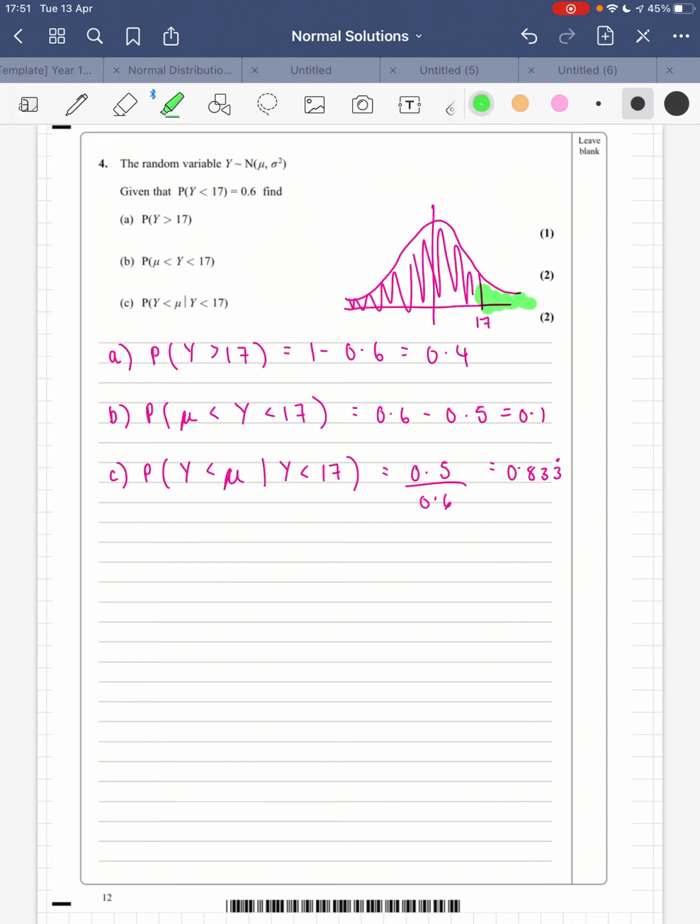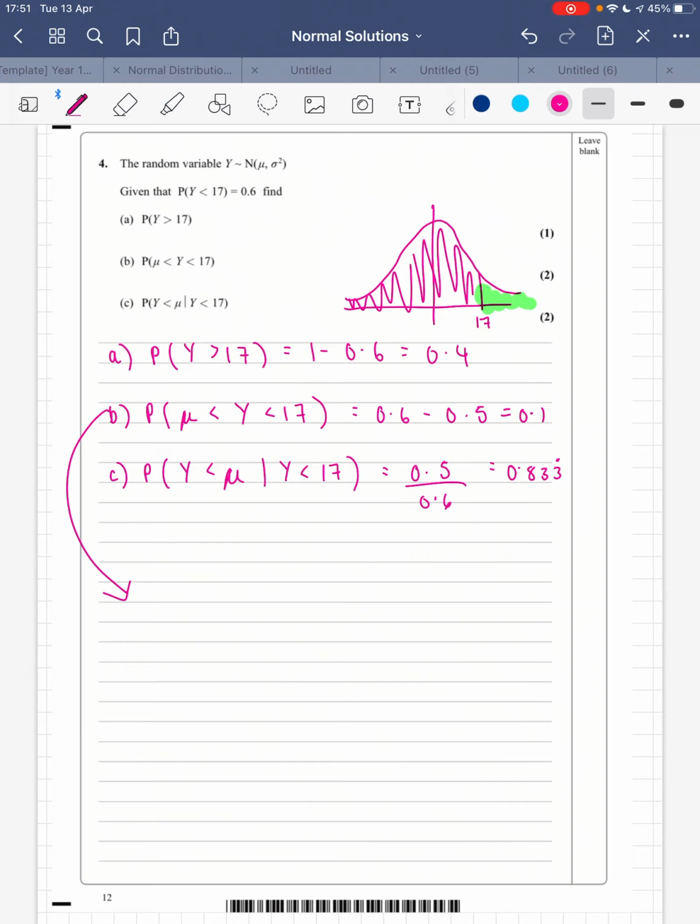And the area under the entire distribution adds up to 1. So we have to do 1 minus 0.6 is 0.4 for the first question. This second part, the probability that y is between the mean and 17, here we have to use the fact that the mean is in the middle. It's half of the distribution.